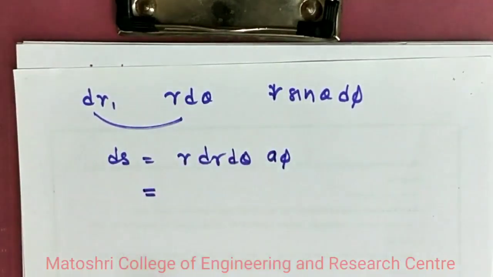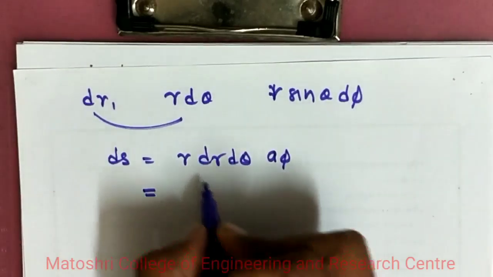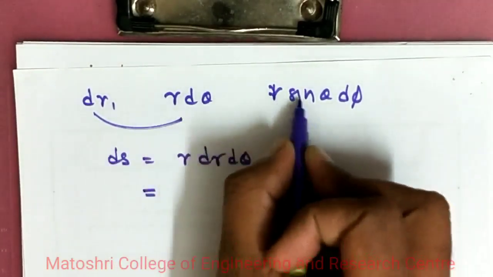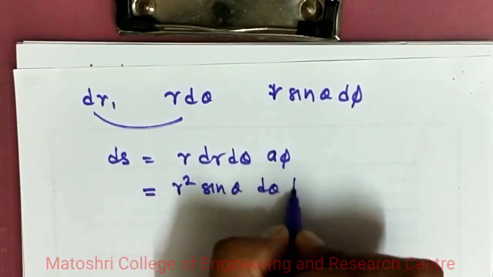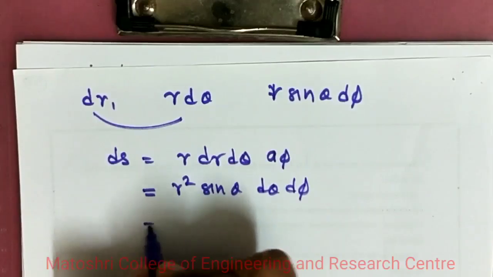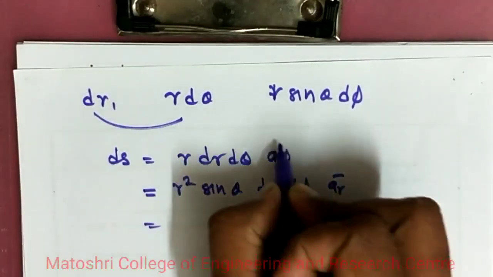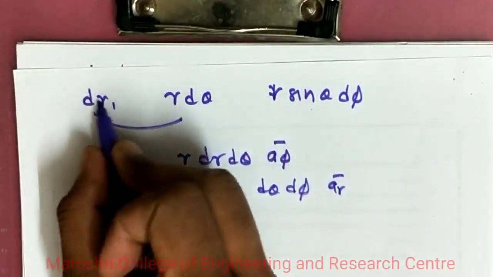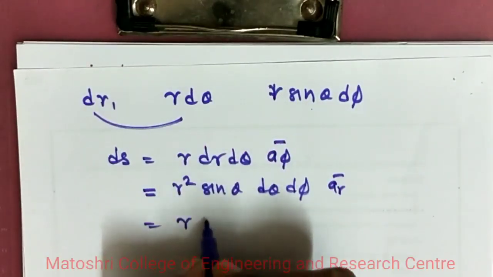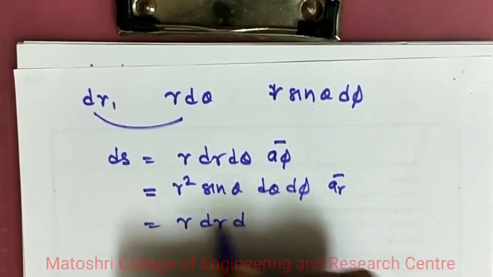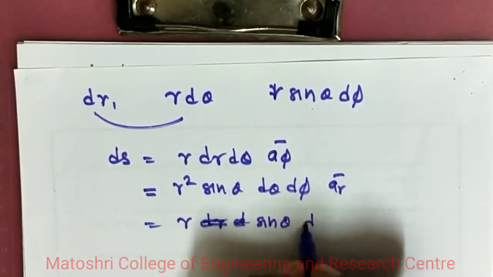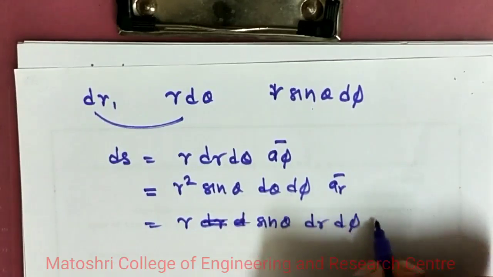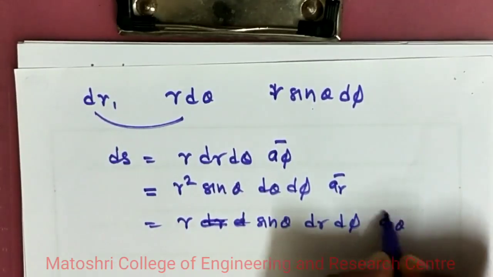Plus or minus, that depends where the surface is located. Second one, remaining these two coordinates variations, r square sine theta d theta d phi. This is the differential surface. Now the direction is a r. Another differential surface, first and last coordinate we need to vary: r sine theta dr d phi, and the direction is in direction a theta.